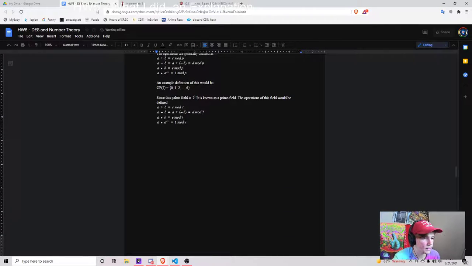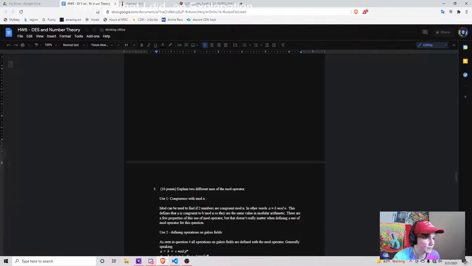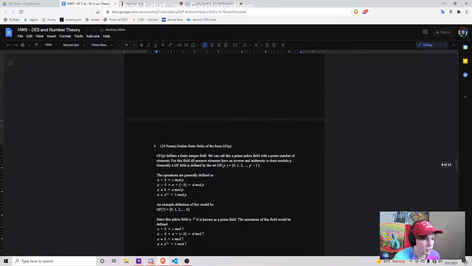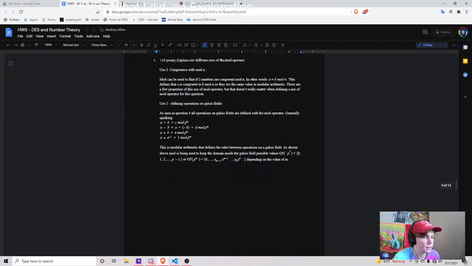So I also defined an example. When P is 7, the domain will be from 0 to 6. And then here are some of the operation values. This will be the result of the operations, just substituting P for 7. So that's generally what I was conceptually asking.